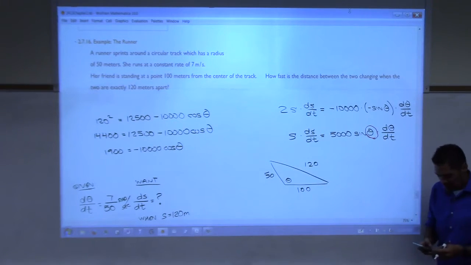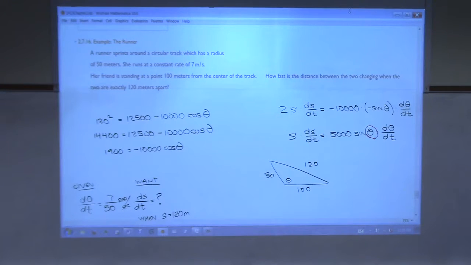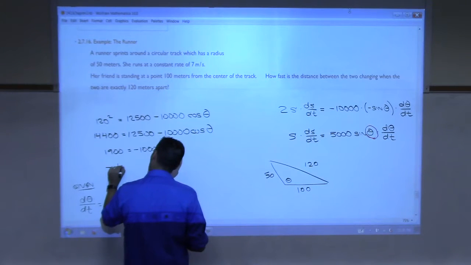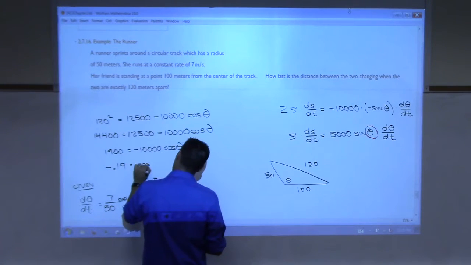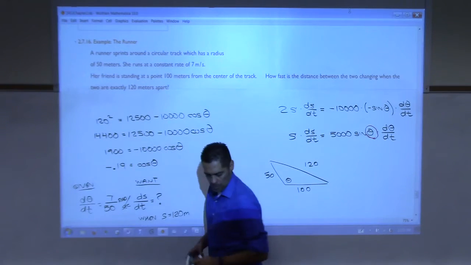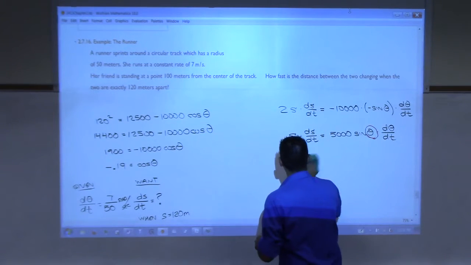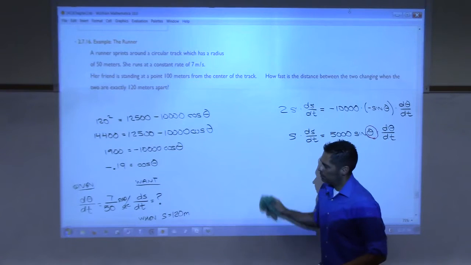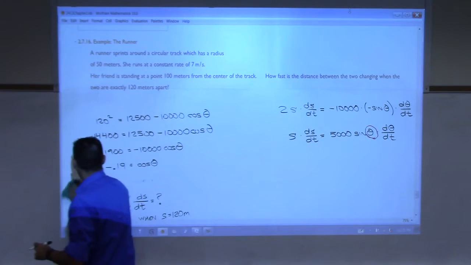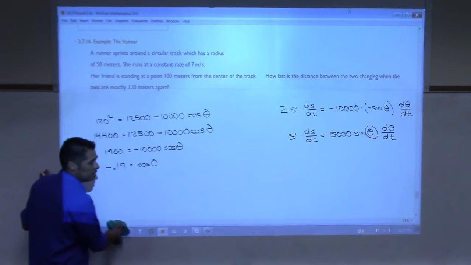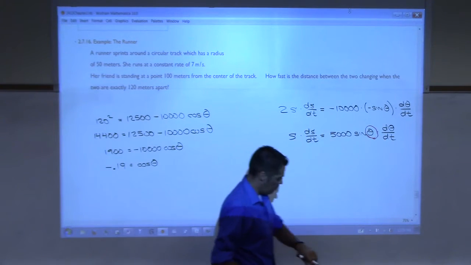Divide by negative 10,000. And you get negative 0.19 equals cosine theta. Y'all okay with that? This is the last problem of this section, which is why it's taking us so long and why it's so complicated.